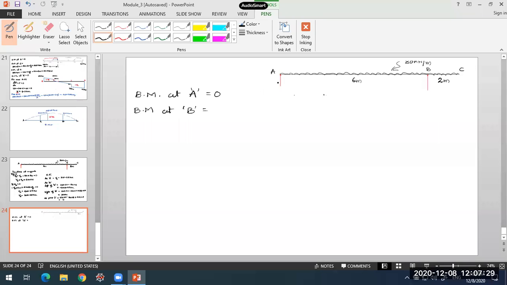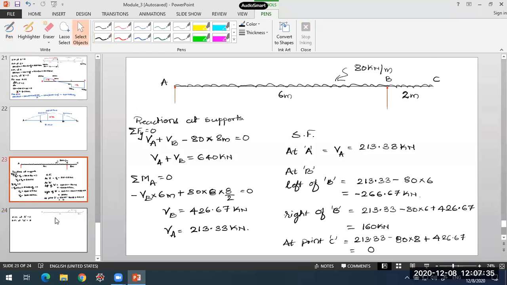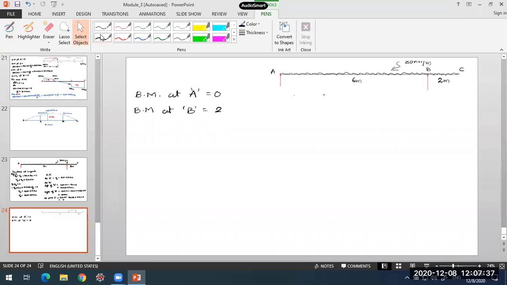At B, it will be this VA into 6 meter. That is, I think, 213.33 into 6 meter, and this is clockwise moment to the left of the section, so positive. So this is how much bending moment at C.